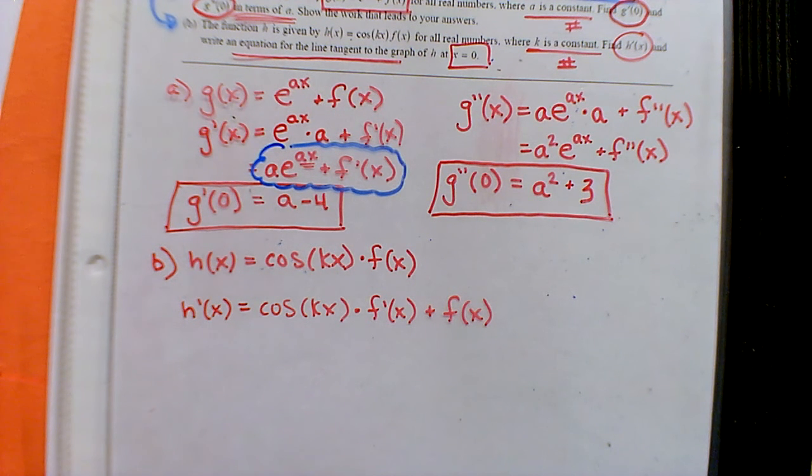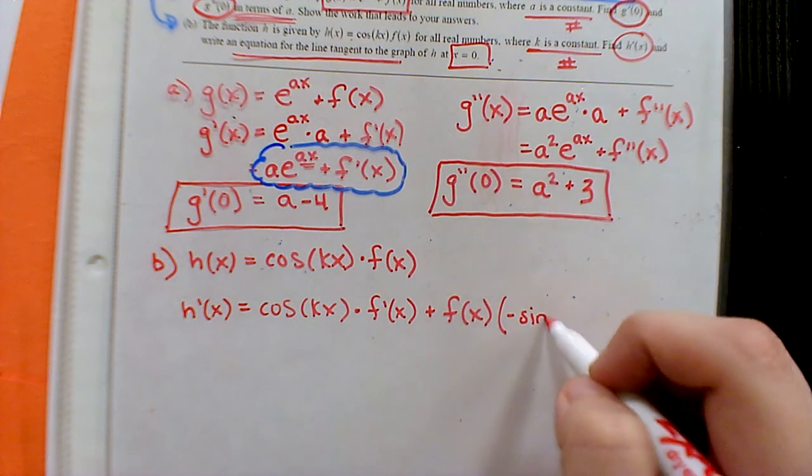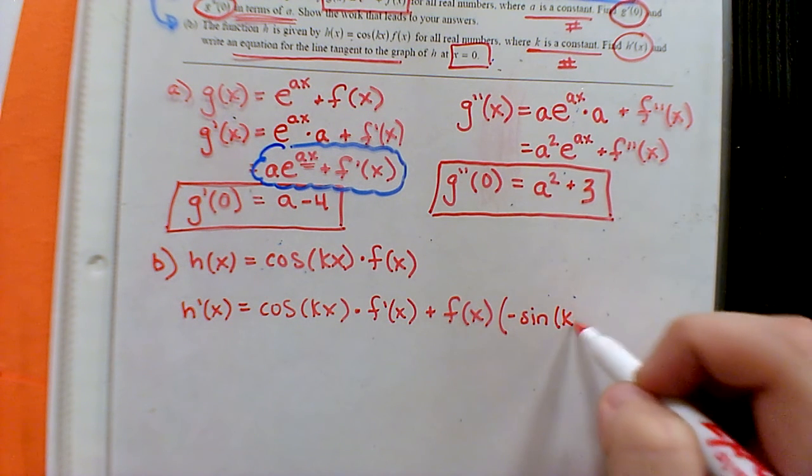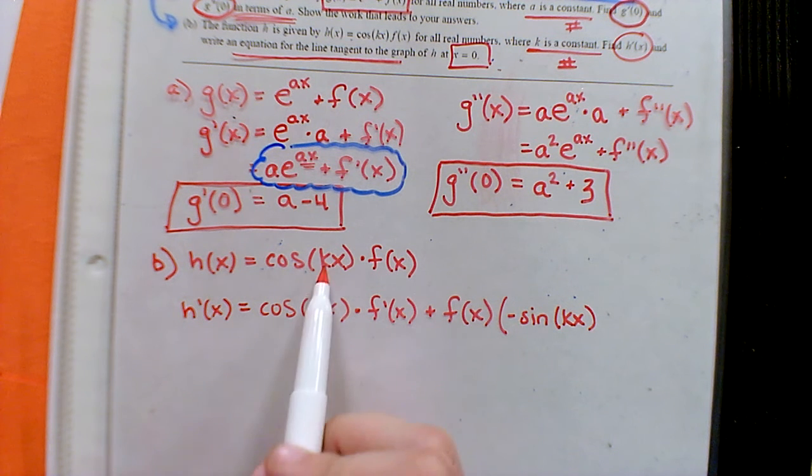What's the derivative of cosine? We have negative sine of kx, and then what? This is a little tricky. Remember, k is a number, like 3 or 4 or 5, whatever you want to put in there.